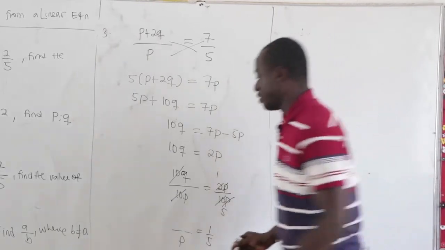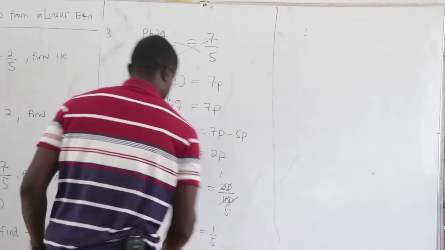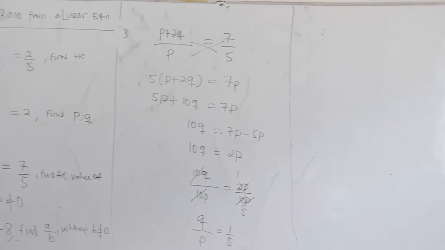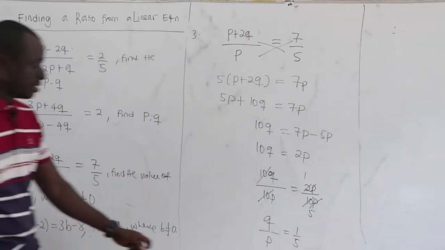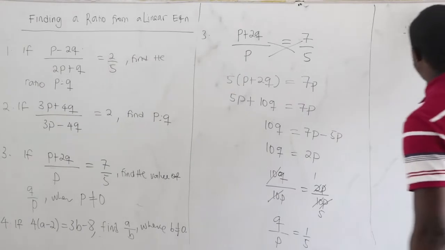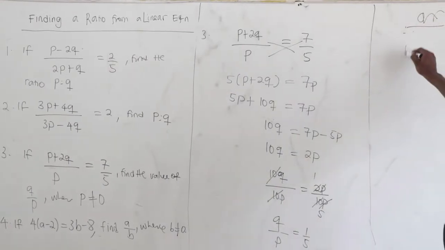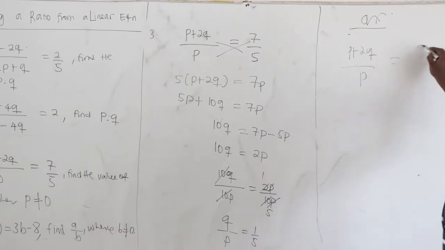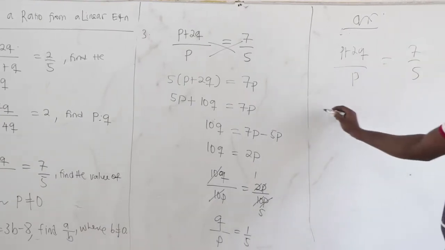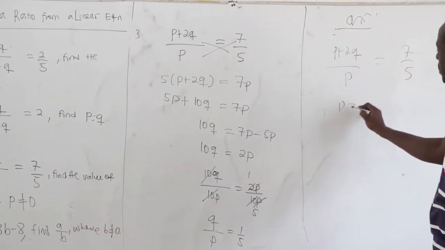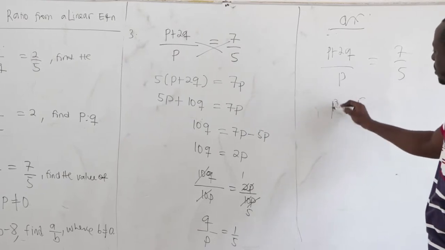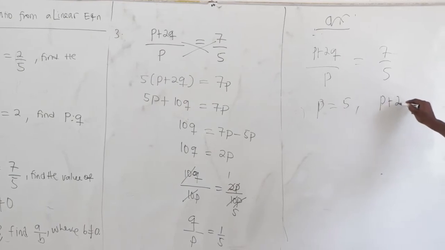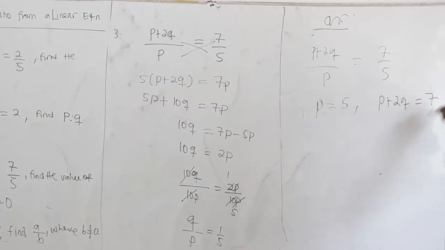It says that we should find q over p. So q over p is equal to 1 over 5. Or if you have p plus 2q all over p equal to 7 over 5, here we can say that p is equal to 5. Clearly p is equal to 5, and then also p plus 2q is equal to 7.